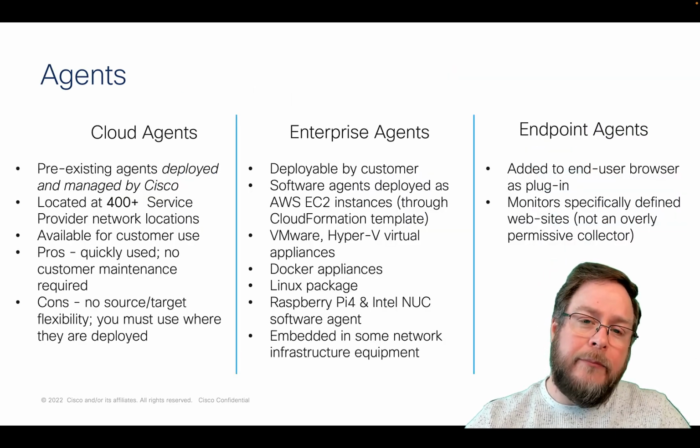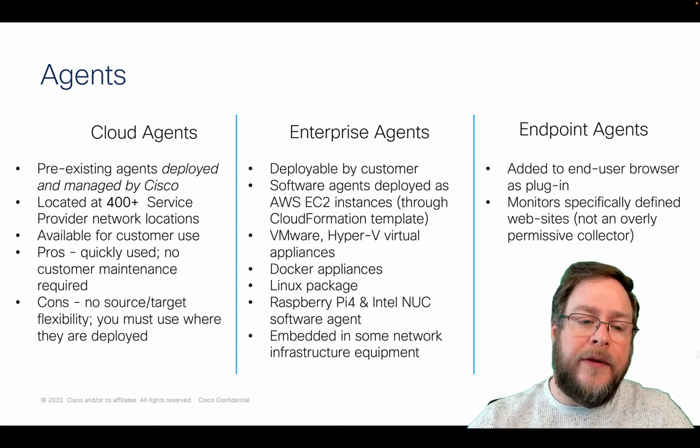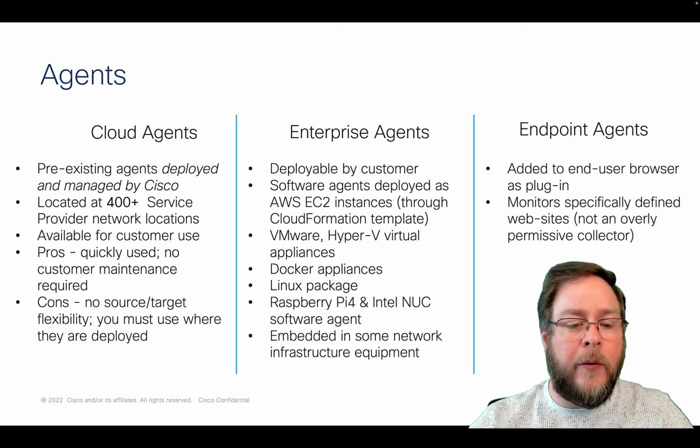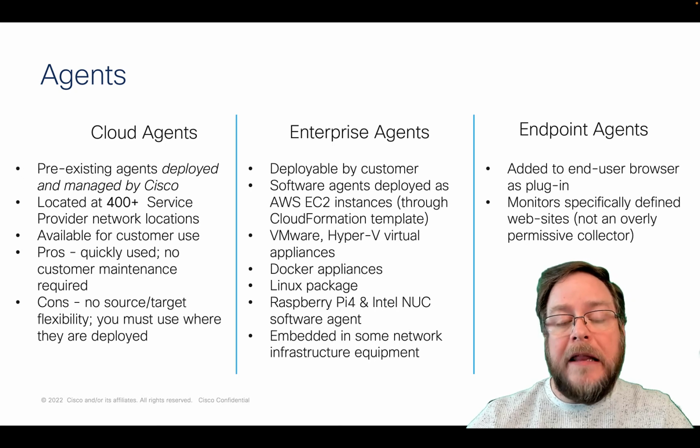And we talked in part 1 about agents, but we'll do a real quick refresher here. The cloud agents are ones that Cisco deploys, and there's over 400 of those across different service provider network locations. You don't have to configure them or maintain them, do software image maintenance on them. Cisco handles all that. They're available for you to use in your ThousandEyes measurements and testing. And again, because they're placed in specific locations and they're shared resources, you have access to them, but they may not be exactly placed where you want.